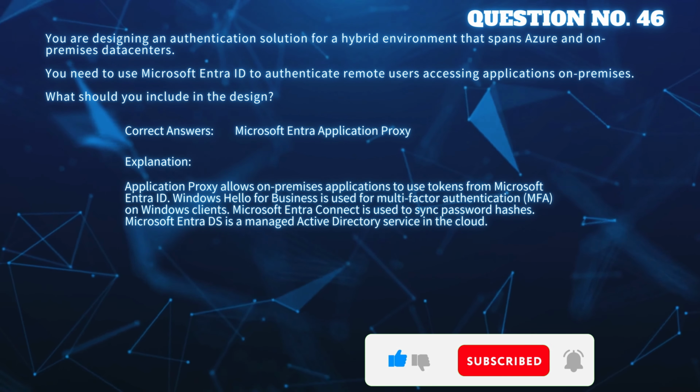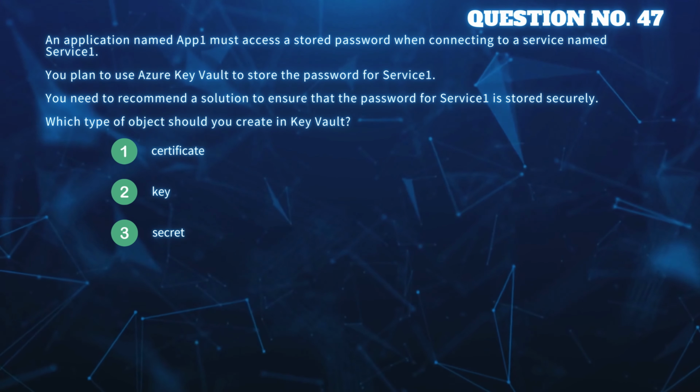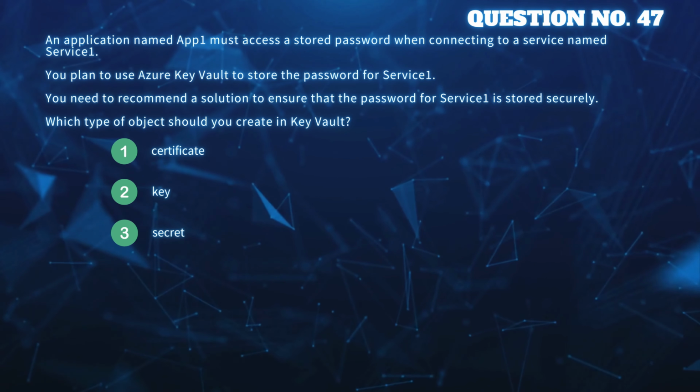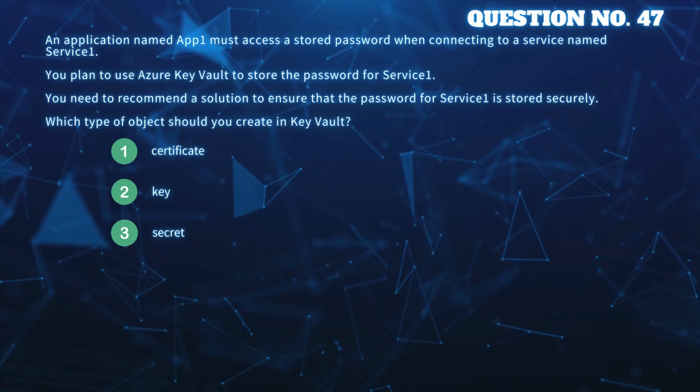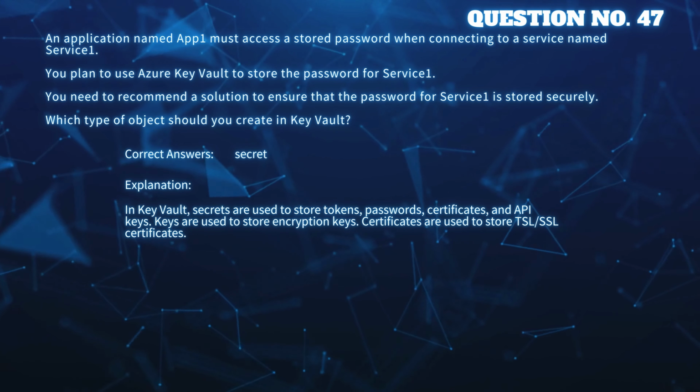An application named App1 must access a stored password when connecting to a service named Service1. You plan to use Azure Key Vault to store the password for Service1. You need to recommend a solution to ensure that the password for Service1 is stored securely. Which type of object should you create in Key Vault? Option 1, Certificate. Option 2, Key. Option 3, Secret. Correct answer, Secret.